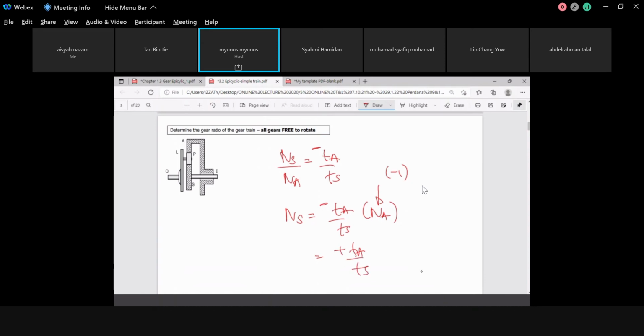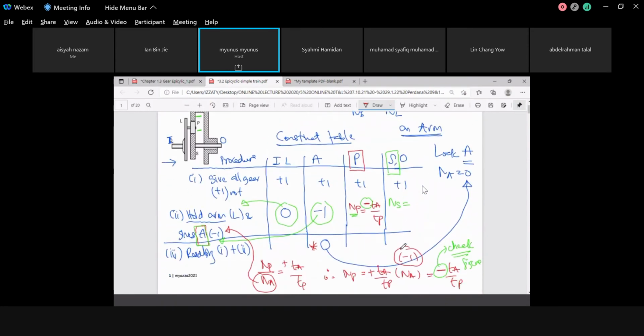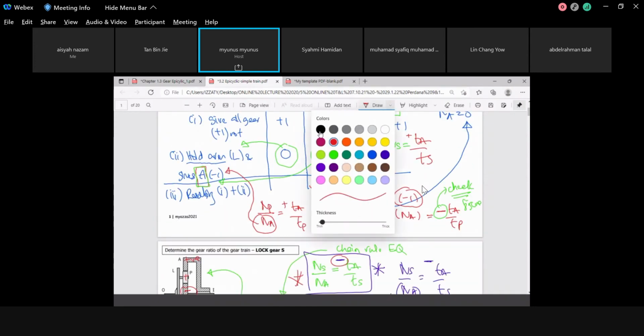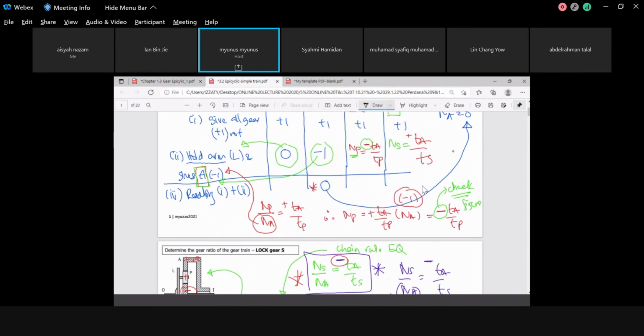So check, this one correct or not, go to the figure and check. This one is negative, this one is negative, this one positive, then it's correct. Then you go to the column, it's positive TA by TS positive. And finally you will have 1 minus TA by TP over 1 plus TA by TS. That will be the result.